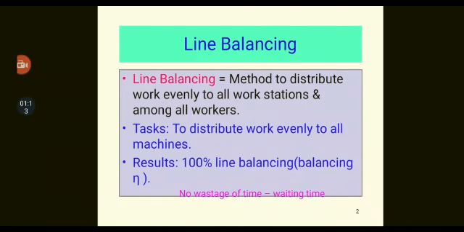In line balancing, we have two elements. First is task and the second one is result. What is task? It is used to distribute work evenly to all machines, and the second one is results. Here the 100% line balancing means no wastage of time and no waiting time will be there.